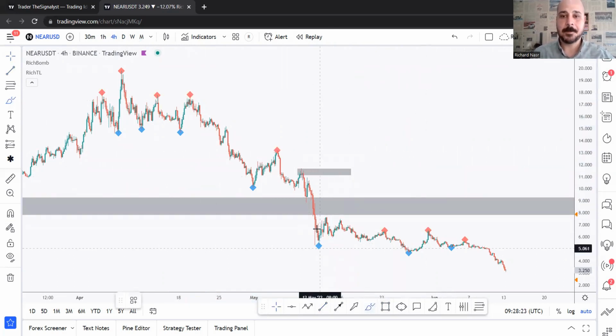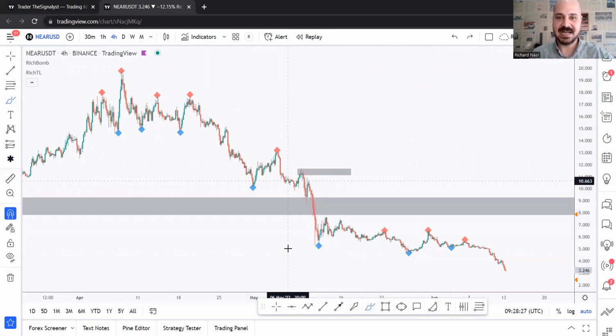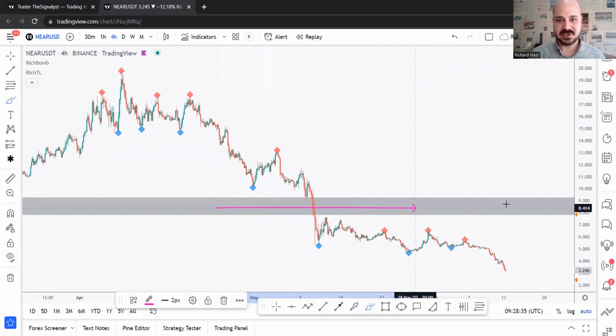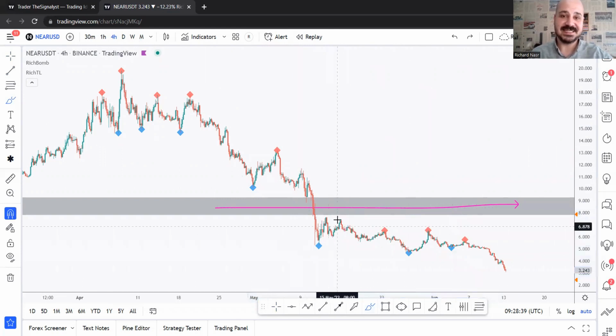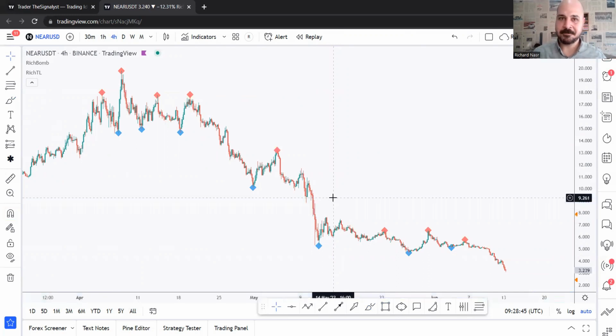So the demand is not foolproof. It can still be broken downward. In this case, it happened. And one more difference between a support and a demand, and of course a supply and a resistance, is when a support is broken downward, it can become a potential resistance. While if a demand is broken downward, it becomes nothing. You simply delete it, right?